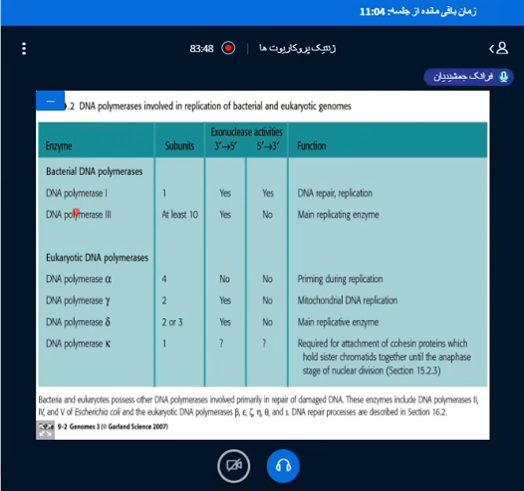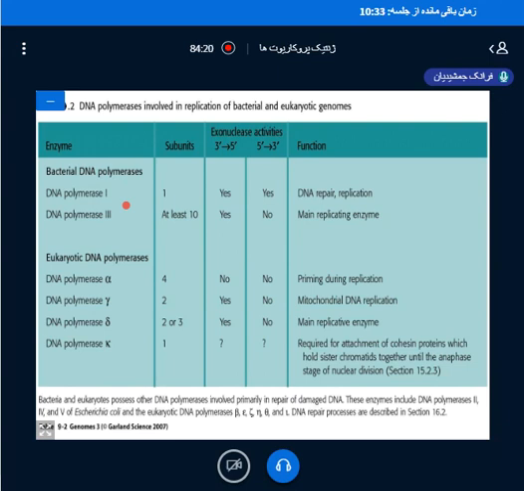Let's talk about DNA polymerase. I told you in the previous session, and you asked me, we have 3 DNA polymerases in prokaryotes: DNA polymerase 1, DNA polymerase 2, and DNA polymerase 3. Okay? What is the main replicating enzyme in prokaryotes?